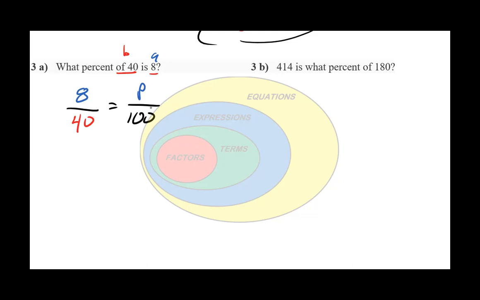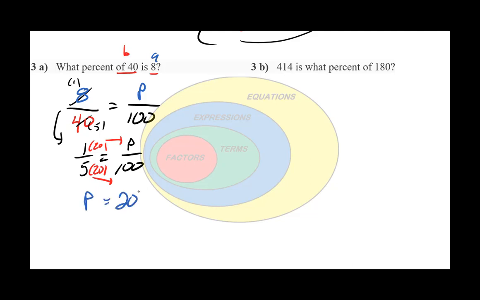To solve this one, we could just multiply both sides by 100 and then simplify it. Or we could simplify this fraction first. 8 over 40 is the same as 1 over 5. So we'd have 1/5 equals P over 100. And then if I notice 5 goes into 100 20 times, 5 times 20 is 100, then multiplying the top, I would see that P would equal 20 times 1, or P would equal 20%.